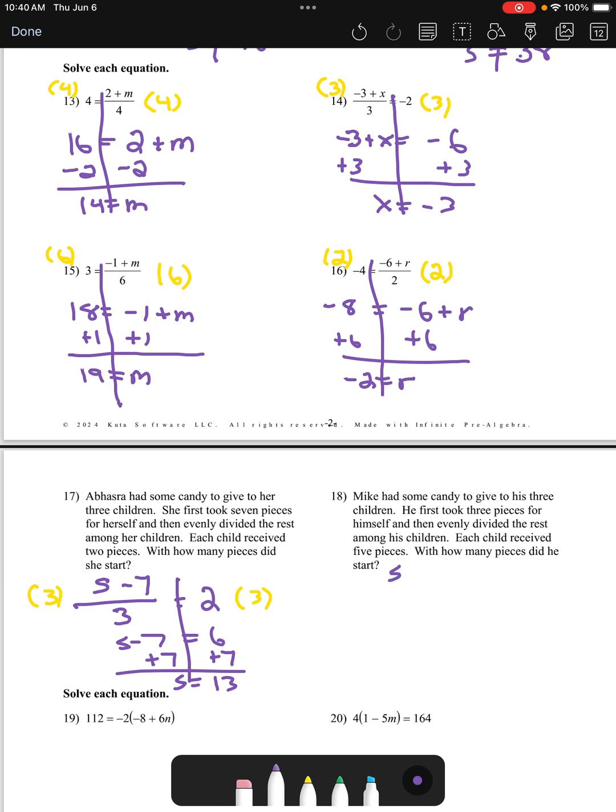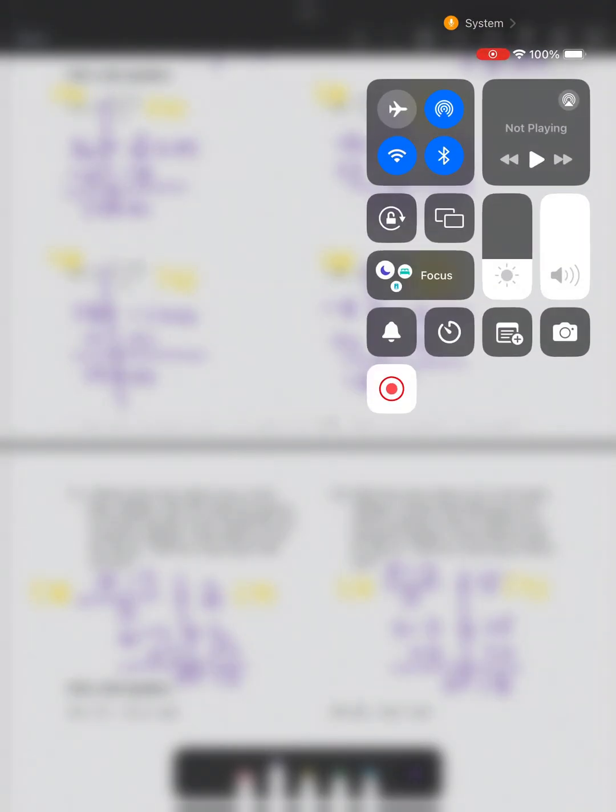Number 18, again, feel free to pause the video and give it a try. Starts with we don't know. He takes 3 pieces for himself and is dividing everything amongst 3 kids again. But this time, each kid gets 5 pieces. Our first step in solving is to multiply both sides by 3 to get s minus 3 equals 15. We will then add 3 to both sides to find, in this instance, we started with 18 pieces of candy.